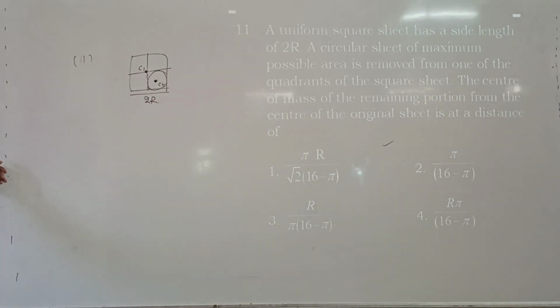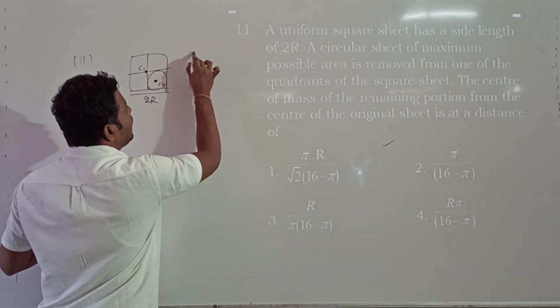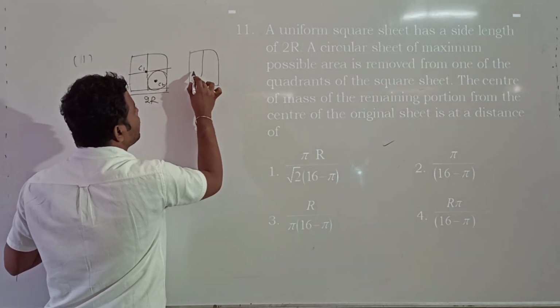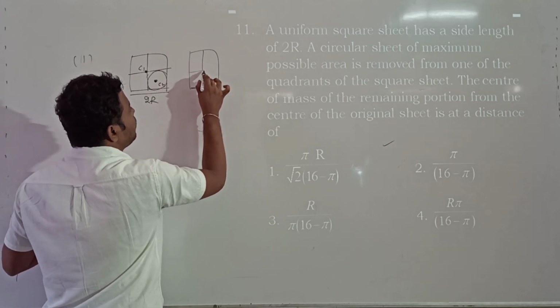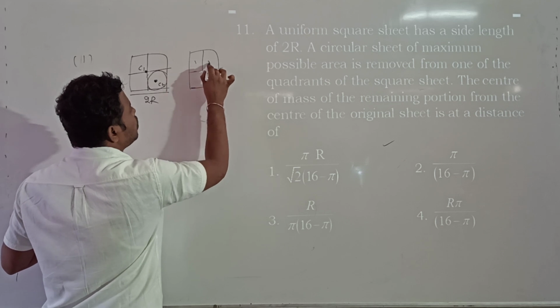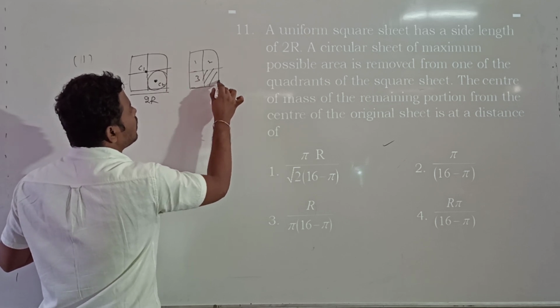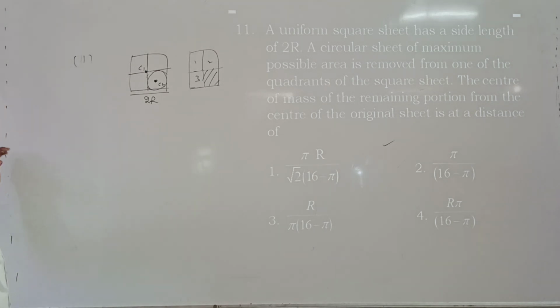It is removed from the quadrant of the square sheet. The center of mass of the remaining portion from the center of the original sheet is at a distance of, so they ask us to calculate that. After removing, only 3 parts will be there. One part, another part, and another: 1, 2, 3. This part is removed. We want the center of mass of the remaining sheet, and the distance between the center of mass of the remaining portion and the center of the original sheet.